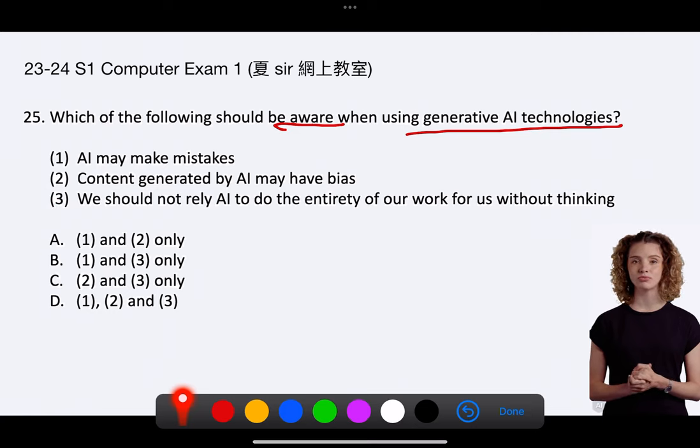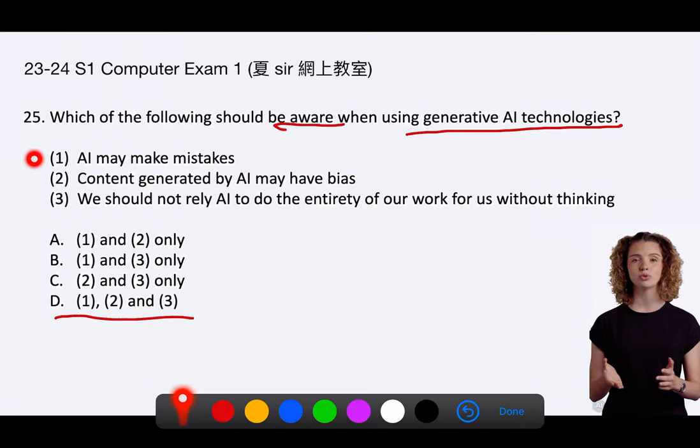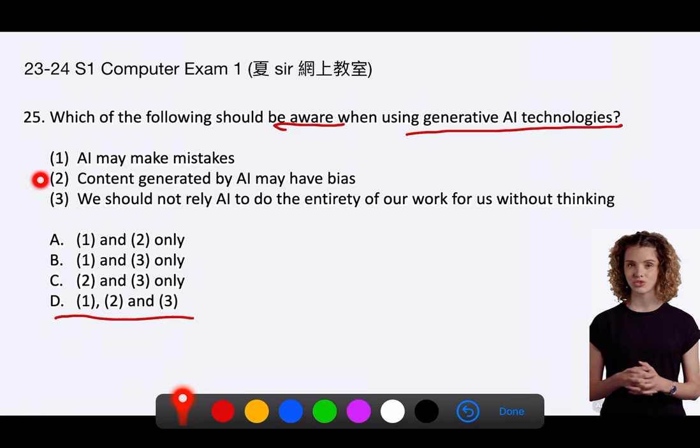A, 1 and 2 only. B, 1 and 3 only. C, 2 and 3 only. D, 1, 2, and 3. The correct answer is D. When using generative AI technologies, one should be aware of all three of the listed considerations.